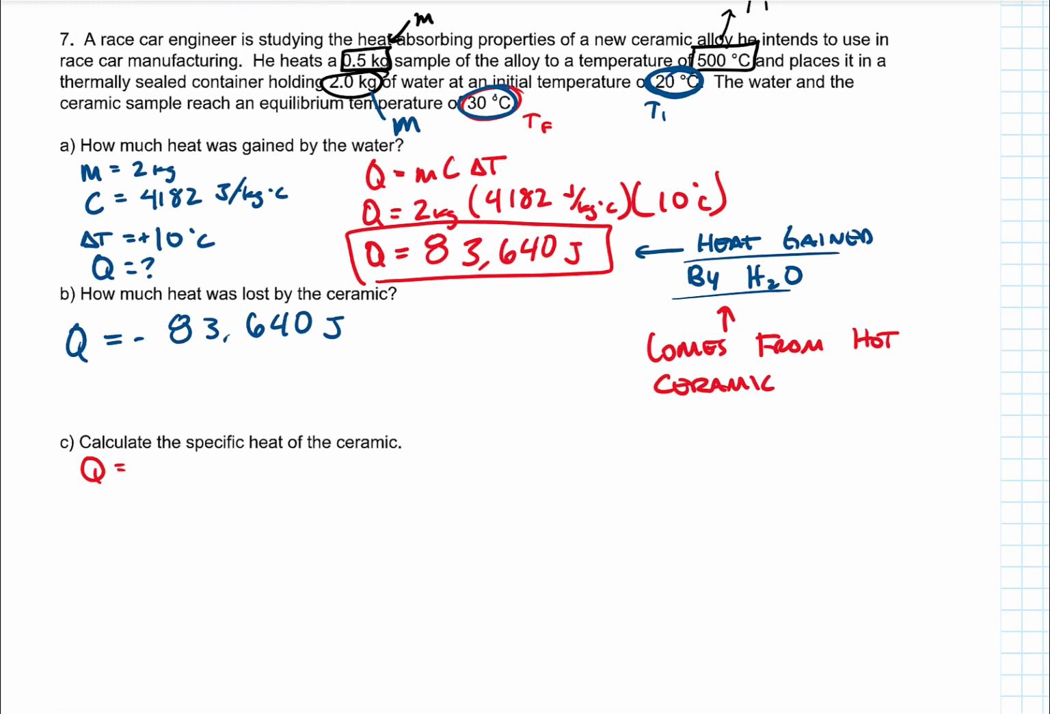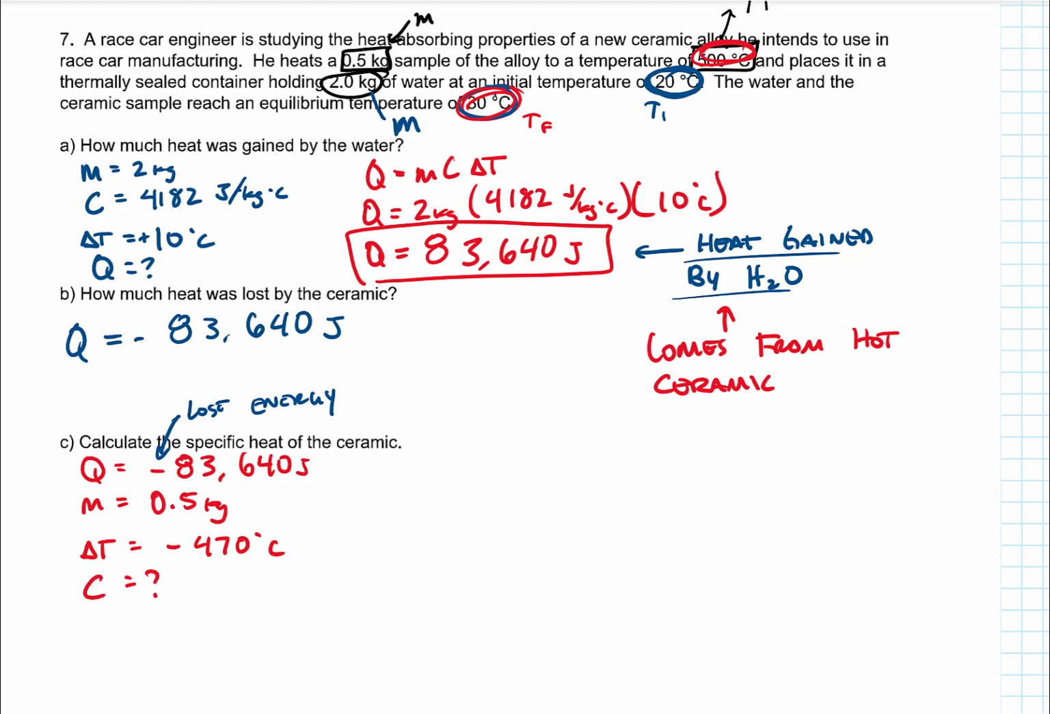So we know that the heat lost is negative 83,640 joules. And again, that negative sign, lost energy. So we have the heat lost by the ceramic. We have the mass of the ceramic. It was half a kilogram, so 0.5 kilograms. We have the change in temperature of the ceramic. It went from 500 degrees down to 30 degrees. That is a loss of 470 degrees Celsius. And what we want to do is find the specific heat of this new special ceramic material.